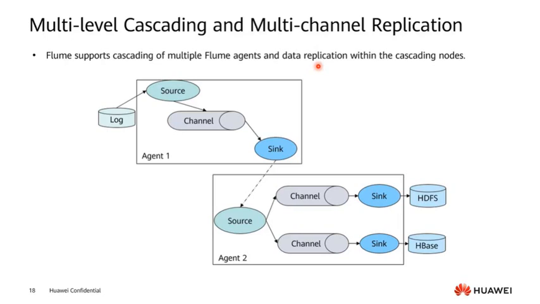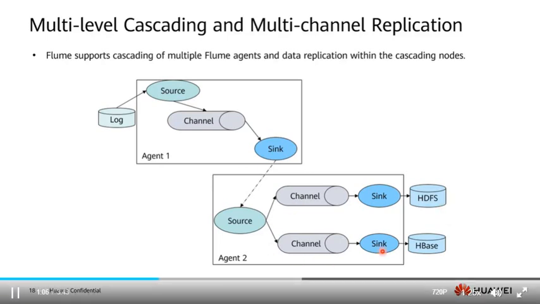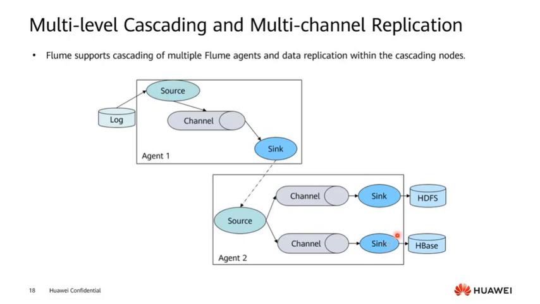So if one of the channels in agent 2 fails, the other can take the responsibility of it automatically without data loss. In addition to reliability, multi-level cascading also allows data being collected to multiple locations at the same time for direct use in each component. For example, in the preceding figure, logs are copied to both HDFS and HBase for different purposes.